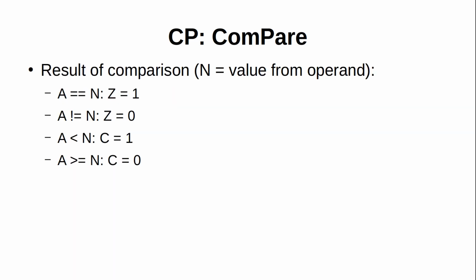The most common use of compare is to see if a value is simply equal to the value in A, which we can see with the Z bit, which is set when the values are equal, and cleared otherwise. If you are assuming both values are unsigned, you can use the C bit to determine relative value. If the value in A is less than the value from the operand, the C bit will be set. But if the value in A is greater than or equal to that value, C will be cleared.